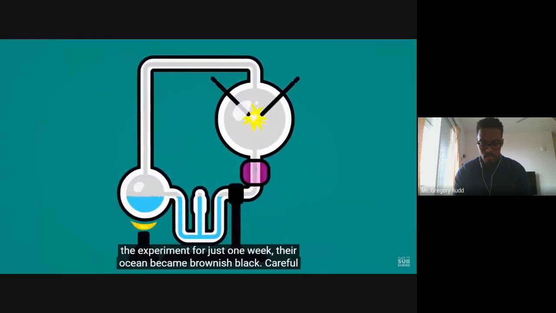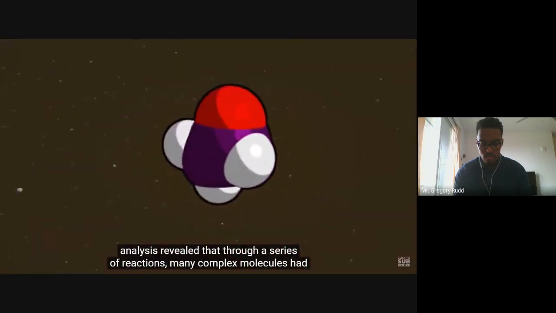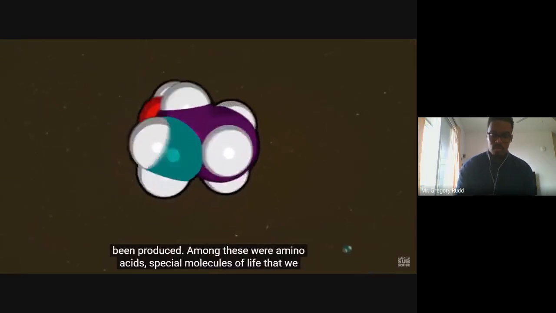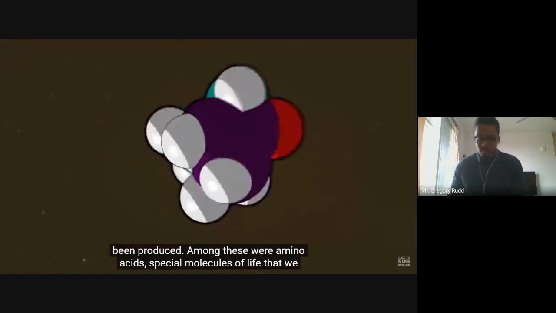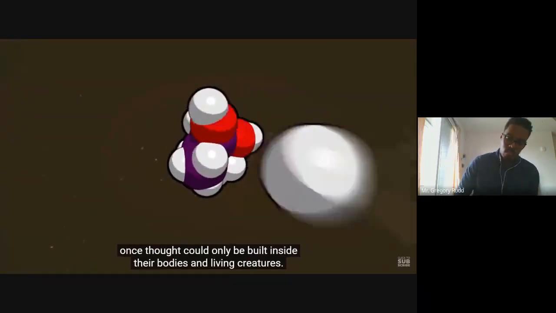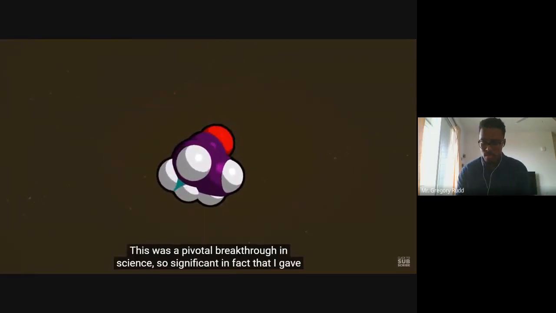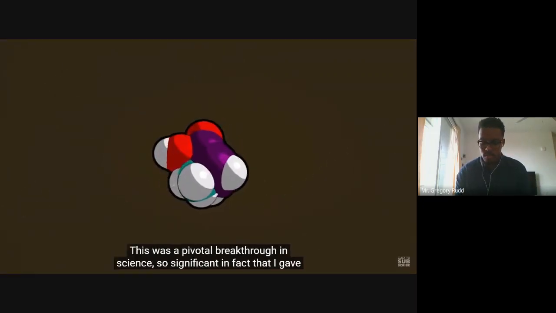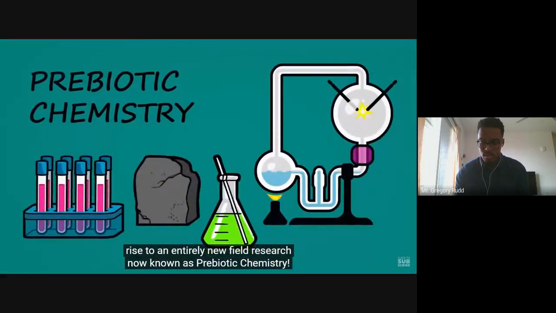After running the experiment for just 1 week, their ocean became brownish black. Careful analysis revealed that through a series of reactions, many complex molecules had been produced. Among these were amino acids, special molecules of life that we once thought could only be built inside the bodies of living creatures. This was a pivotal breakthrough in science, so significant, in fact, that it gave rise to an entirely new field of research now known as prebiotic chemistry.